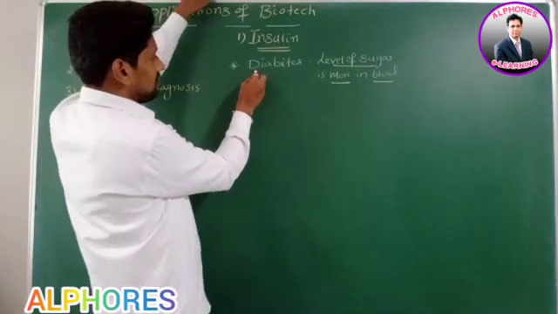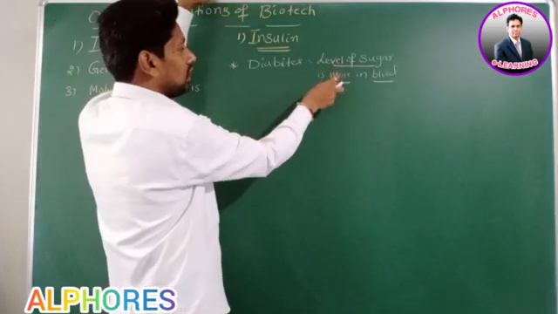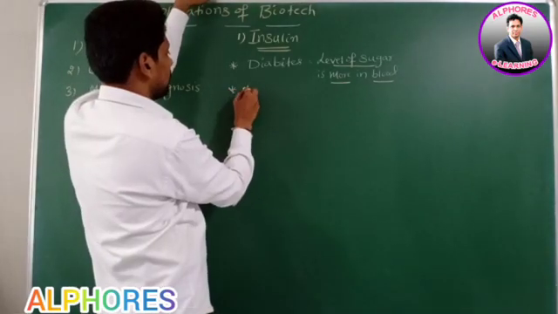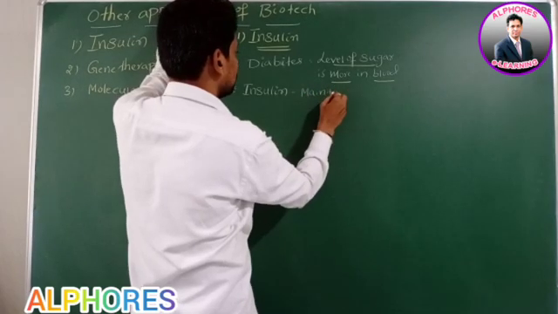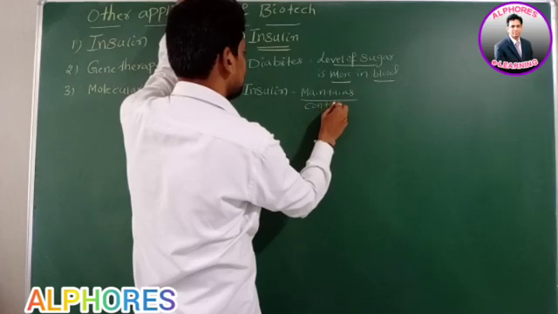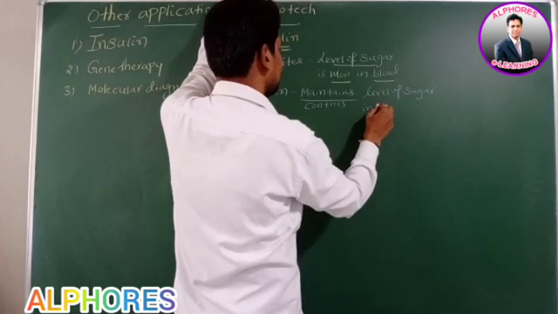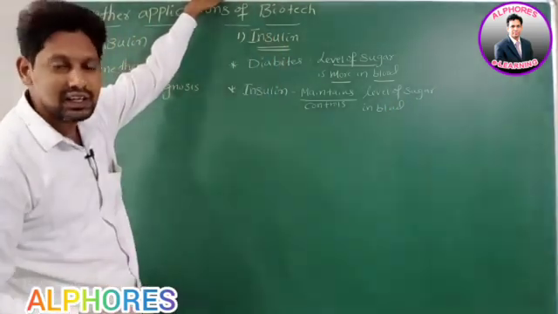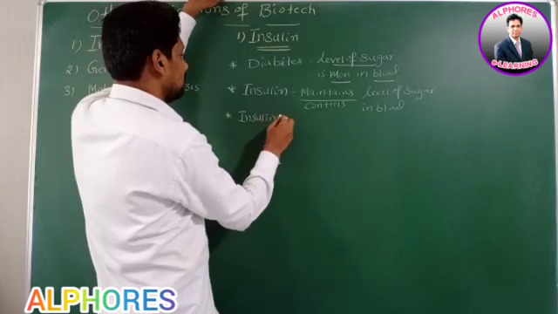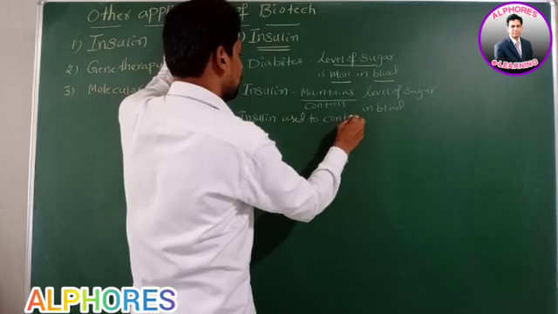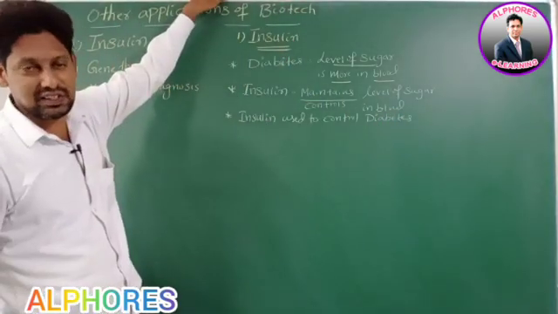Sir, this diabetes can be cured by using what? Insulin, because insulin is a hormone which maintains the level of sugar in the blood. Is it okay? Therefore, insulin, what does it do? It maintains or controls the level of sugar in blood. Who is controlling the level of sugar in the blood? Insulin. Therefore, insulin is used to control diabetes. Is this statement okay?